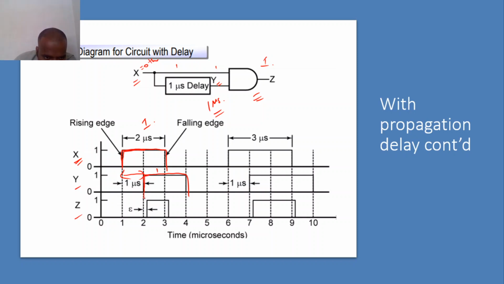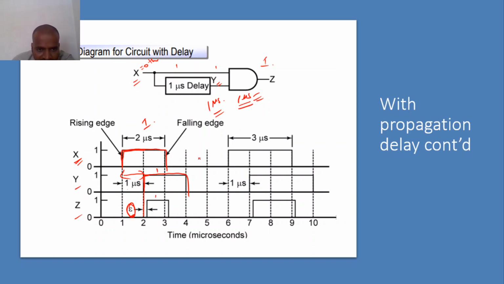So at this moment the output should be high, because both are 1, 1 in an AND gate, it should be 1. But here some time delay is there. So this delay is not due to this 1 microsecond. This delay is due to this AND gate. So here the AND gate is having some 1 microsecond delay.